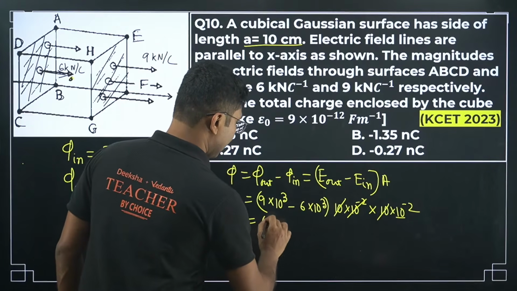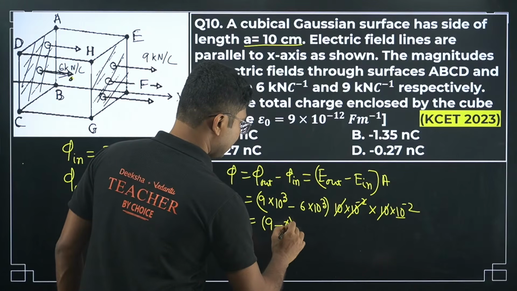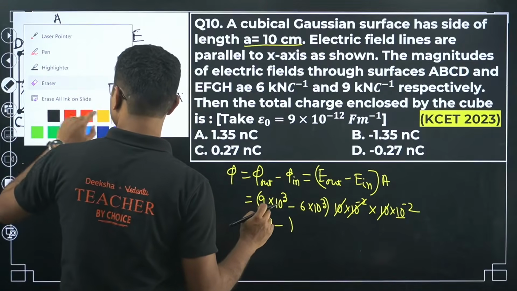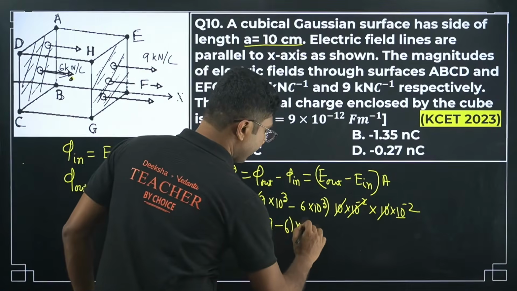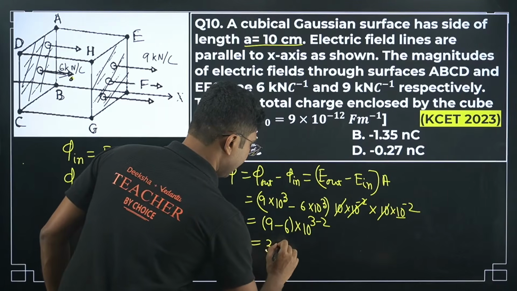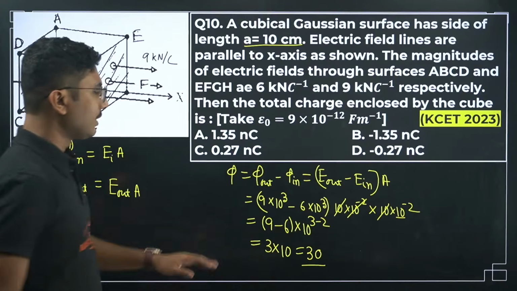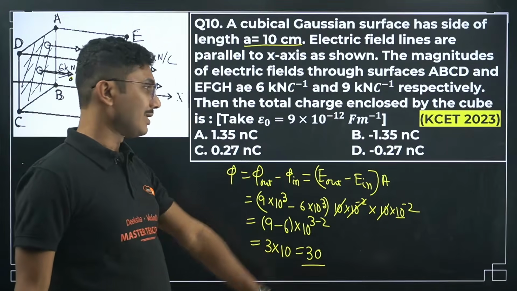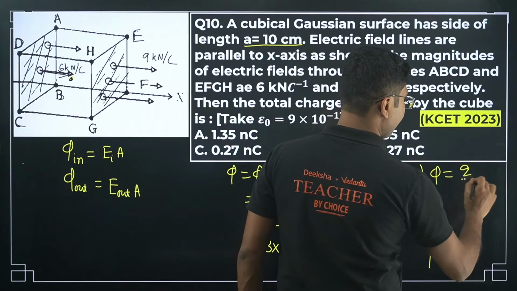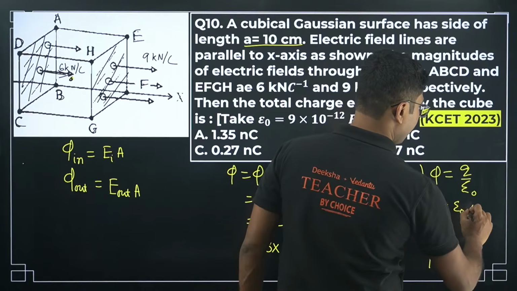So now we can take this 10 to the power of 3 common, so 9 minus 6 equals 3, so (9 minus 6) into 10 to the power of 3 minus 2. That means 3 into 10, that is 30. So the net flux is 30, and net flux should always be equal to Q by epsilon naught, that is Gauss's law. So Q will be equal to epsilon naught into phi.